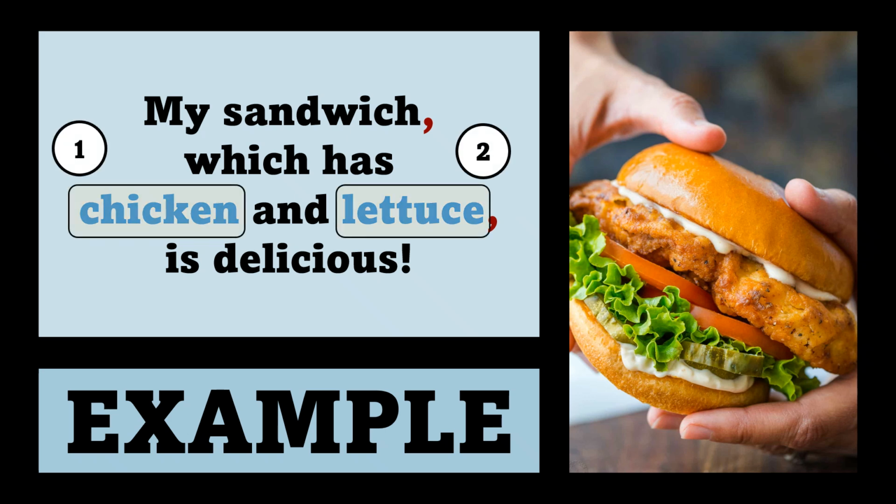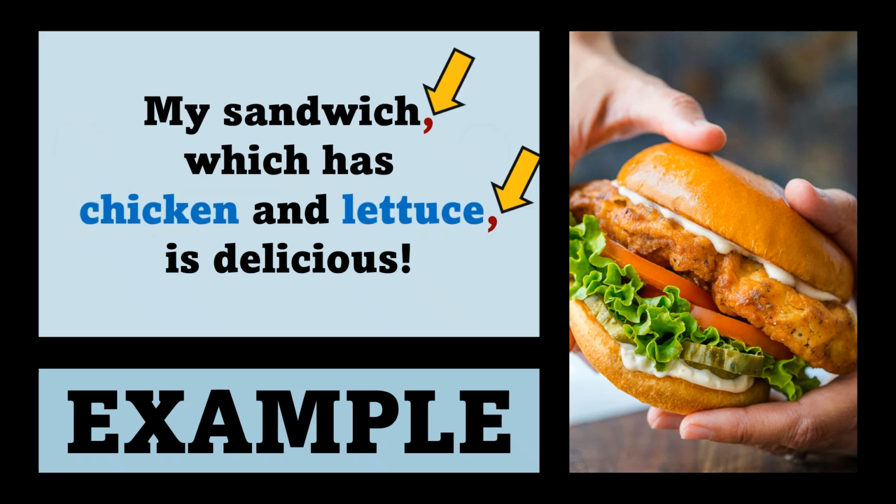And it's a simple element. We don't have restrictive or relative elements describing what comprises the chicken or little details and nuances about the lettuce. So in this context, we simply have 2 commas, 1 opening and 1 closing that. The main clause is my sandwich is delicious, and those 2 commas offset the parenthetical information.